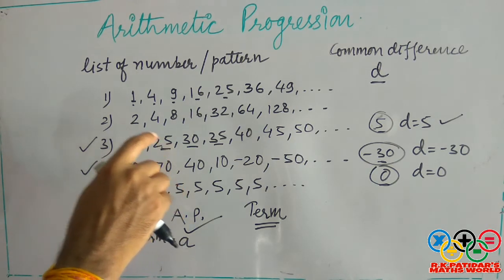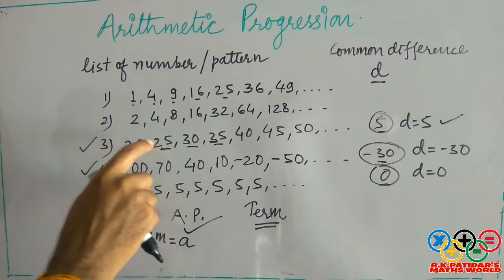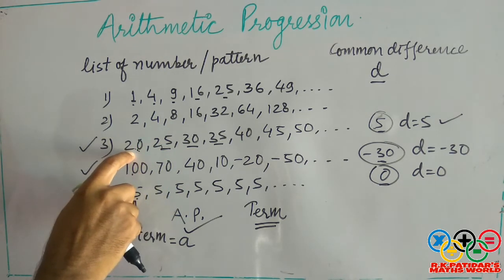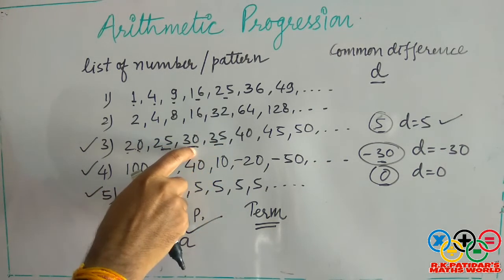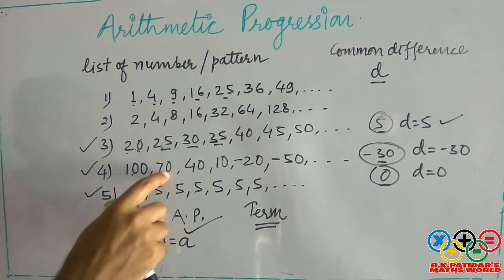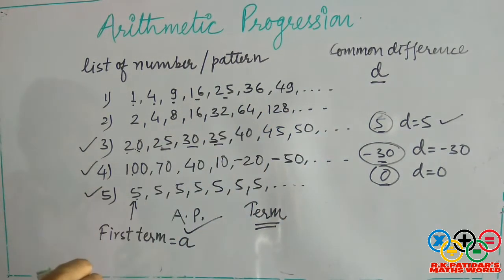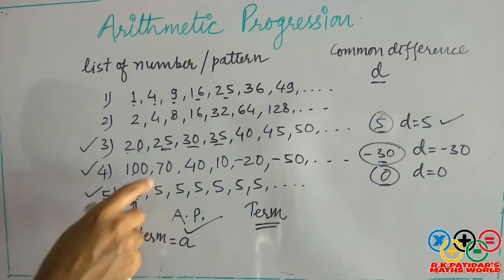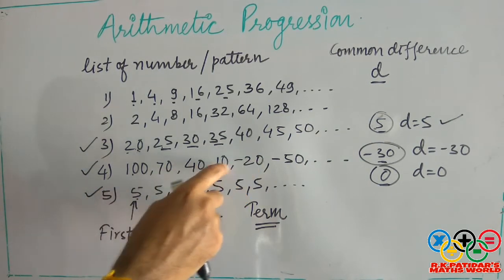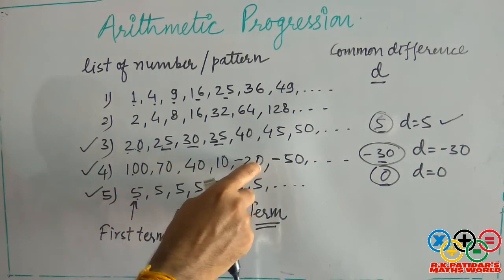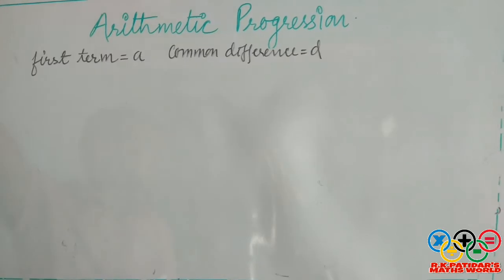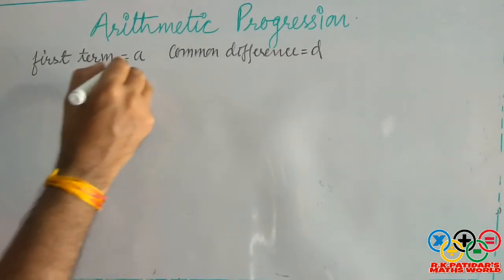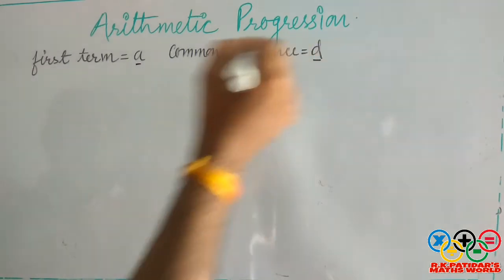हमें क्या करना है, जो सक्सीडिंग टर्म है उसमें से प्रीसीडिंग टर्म माइनस करना है, मीन्स 25 माइनस 20, तब हमें कॉमन डिफरेंस मिलेगा. ठीक है, कोई सा भी आप सक्सीडिंग और प्रीसीडिंग कर लें, 30 माइनस 25, 35 माइनस 30, इससे आपको कॉमन डिफरेंस मिल जाएगा. यहाँ भी 70 माइनस 100, तभी आपको माइनस 30 मिला. 5 माइनस 5, 0. नहीं, जरूरी नहीं कि ये सेकंड माइनस फर्स्ट करें, this minus this भी कर सकते हैं. ठीक है, कोई सा भी सक्सीडिंग टर्म में से प्रीसीडिंग टर्म को माइनस करना है.